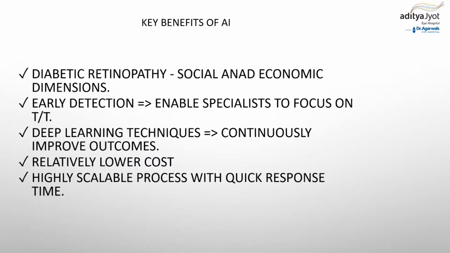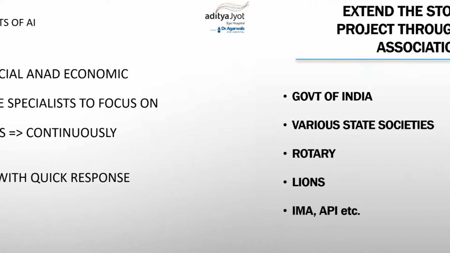And I think the key benefits of AI: diabetic retinopathy is a social and economic problem for any country. Early detection enables specialists to focus on the treatment, so that doctors like us, where we are surgeons, can treat these patients early and prevent the problem. But in case a few of them develop complications, we can tackle them early and give them good results. And deep learning techniques are continuously improving outcomes, relatively low cost in India, and a highly scalable process with quick response time.